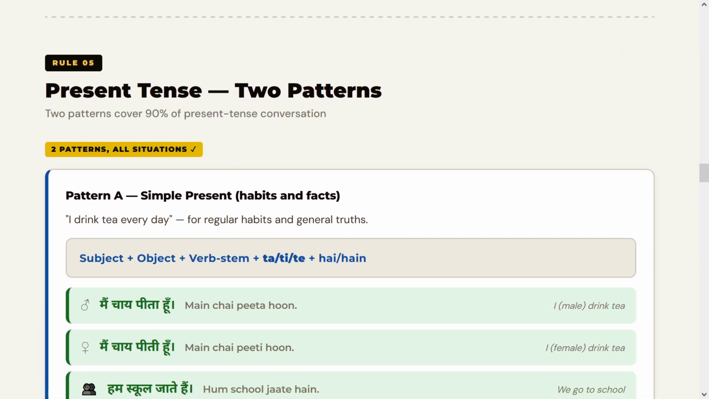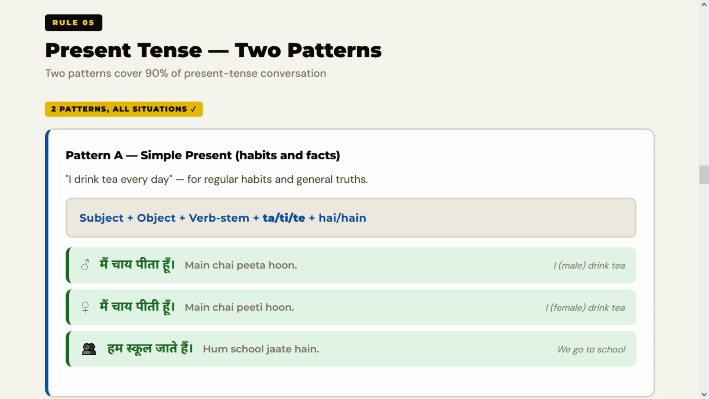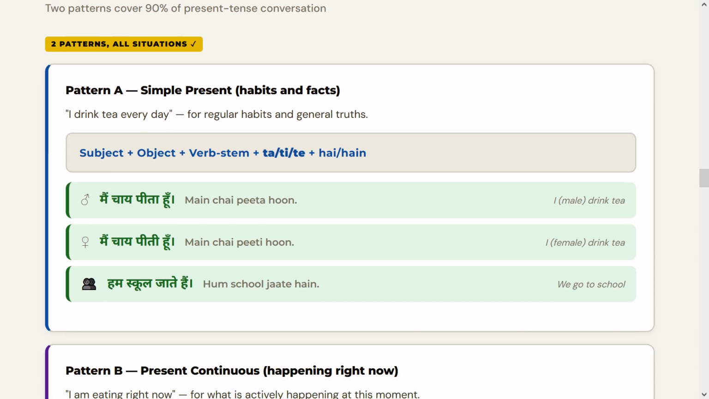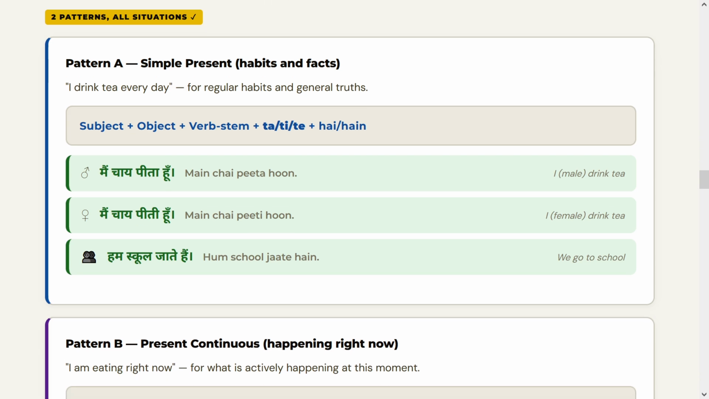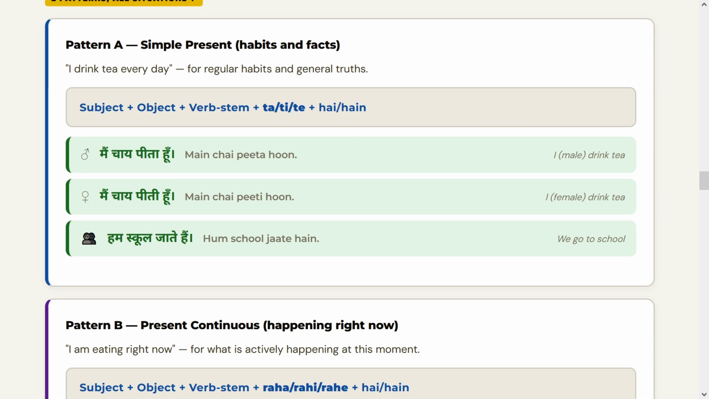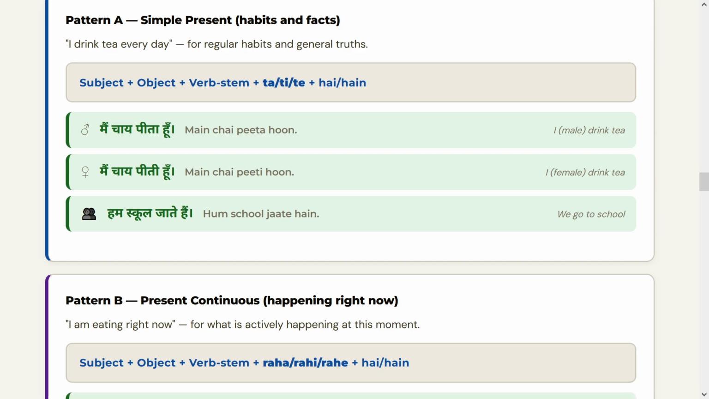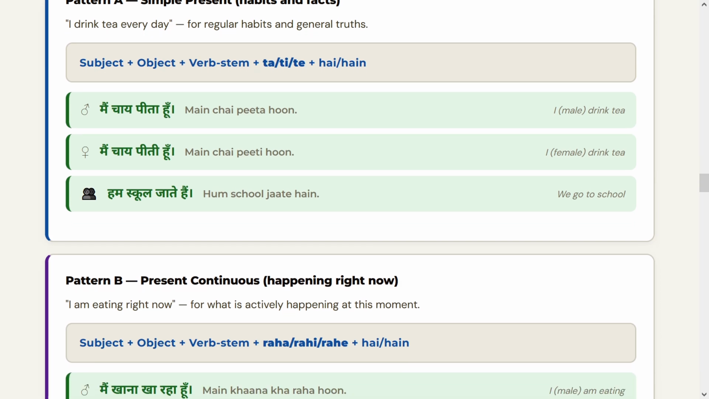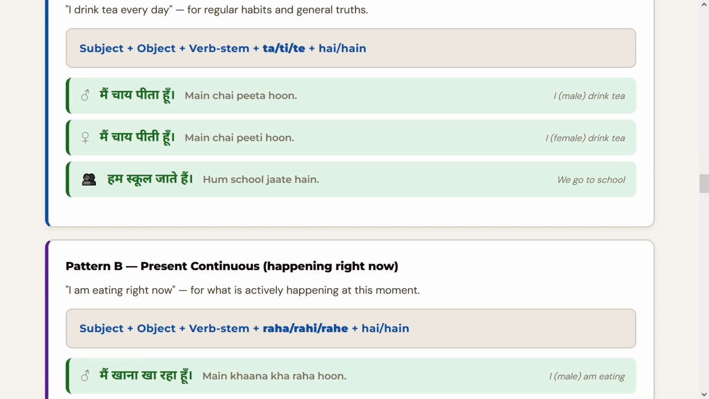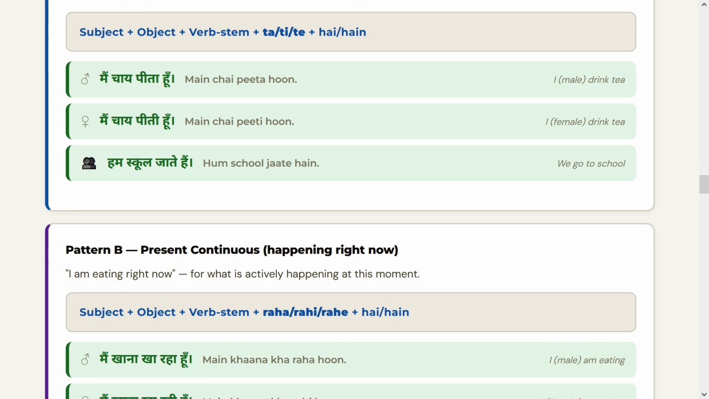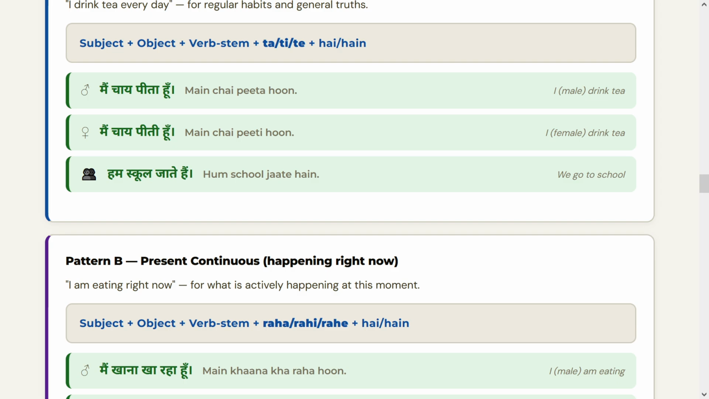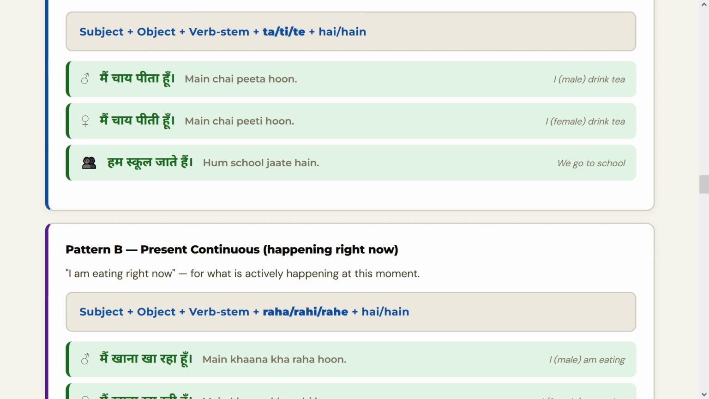Next, we will go to rule number 5, which is present tense. Hindi present tense has two patterns that between them cover every present tense situation. Pattern A is for habits and facts, what you do regularly. The structure: verb stem plus ta or ti or te, then hoon or hain. Male speaker, मैं चाय पीता हूँ. I drink tea habitually. Female speaker, मैं चाय पीती हूँ. Plural, हम स्कूल जाते हैं.